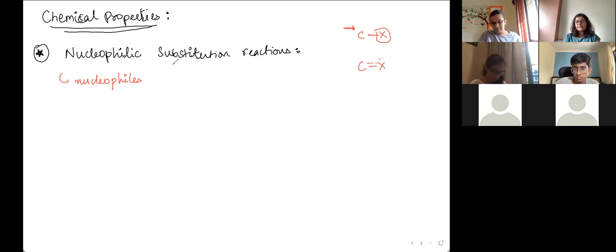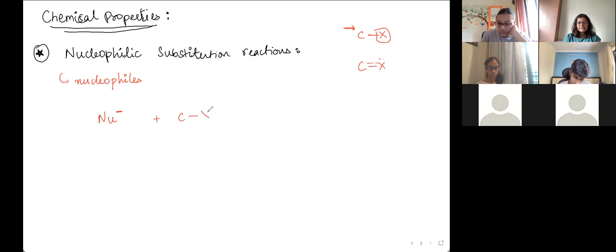So in a nucleophilic substitution reaction, what is happening here? There is a nucleophile. We'll denote it by Nu minus, Nu for short for nucleophile, and we're saying minus because it's an electron-rich species. Now, in a haloalkane, you have a CX bond, with X attracting the electrons towards itself. That's what we were discussing: there is a slight polarity. So the nucleophile is attracted to the carbon atom, and these electrons are taken by X. Essentially the nucleophile takes the place of the halogen atom in the compound. That's why it's a substitution reaction.